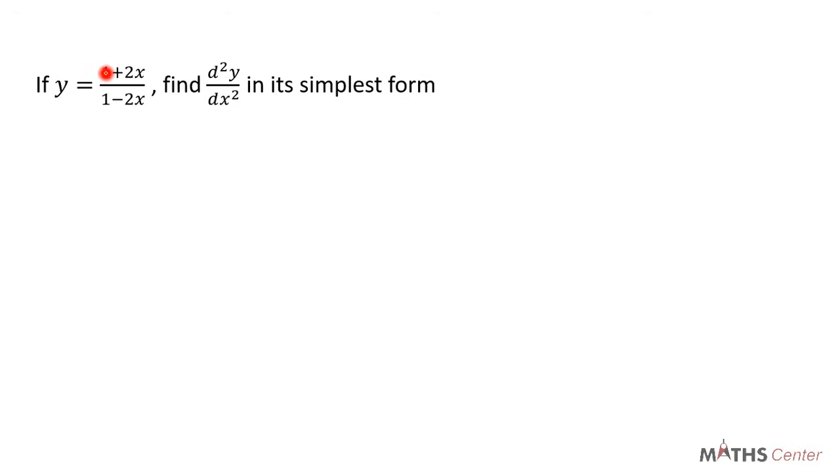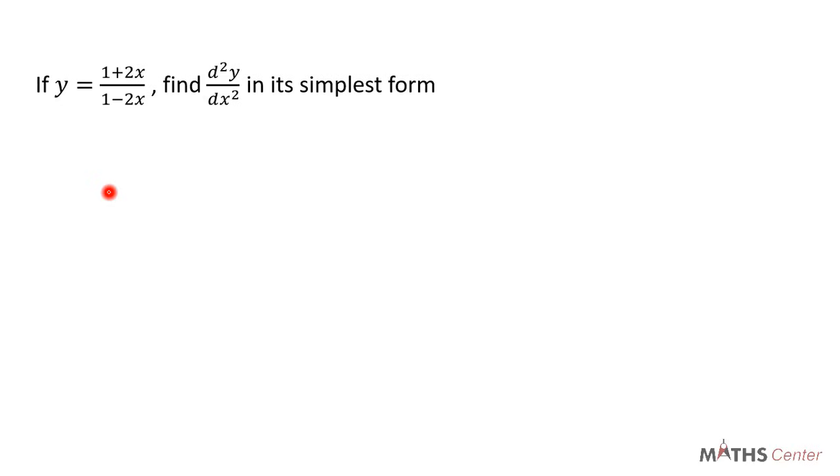If y is equal to 1 plus 2x divided by 1 minus 2x, find d squared y dx squared in its simplest form. Okay. So here we have a quotient, and so we are going to differentiate this using the quotient rule. So the first derivative, we are going to differentiate using the quotient rule.